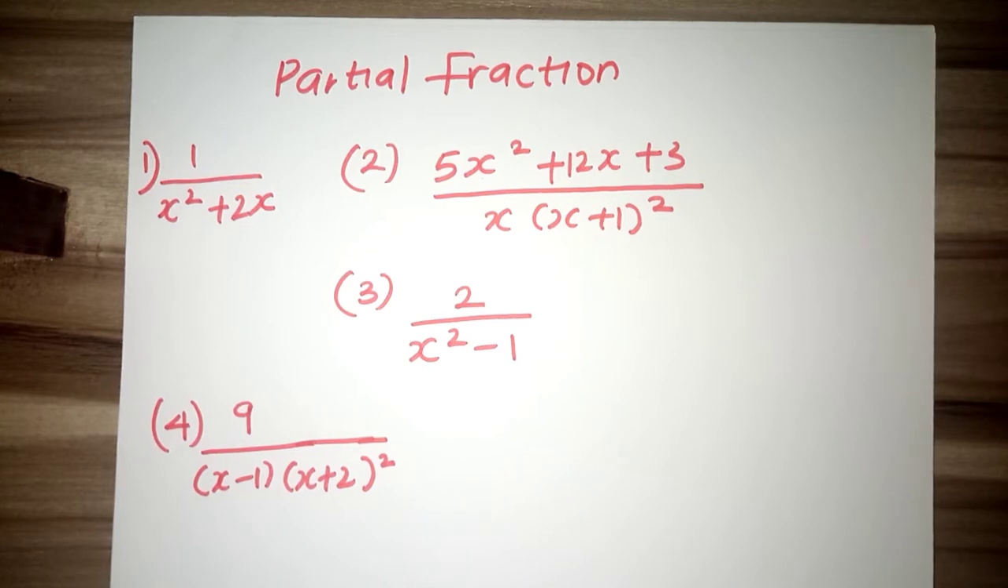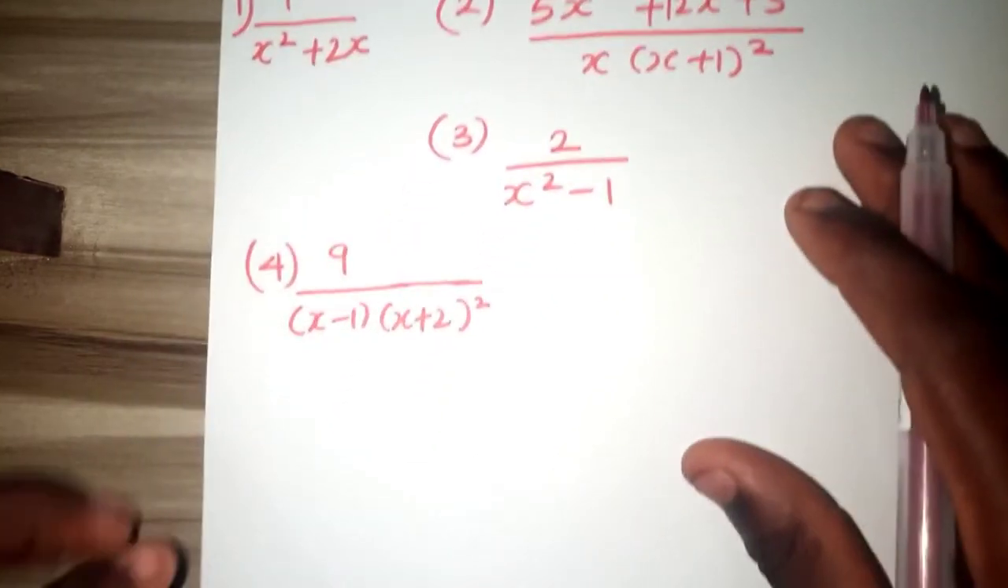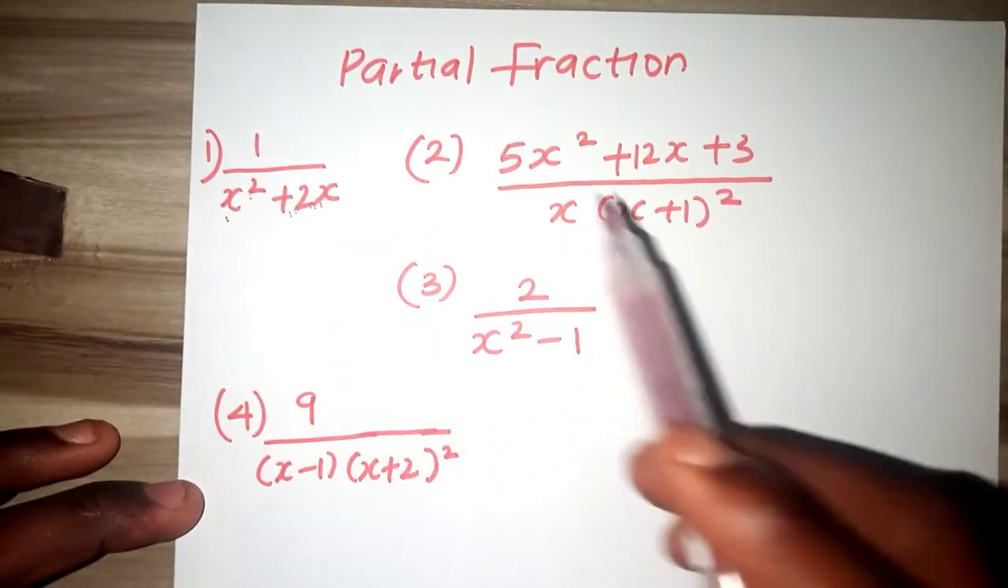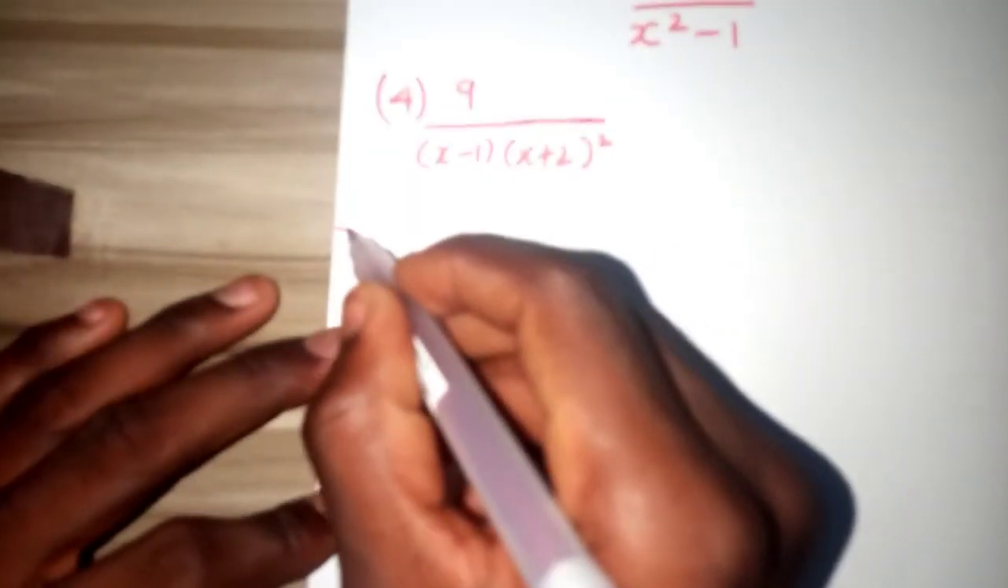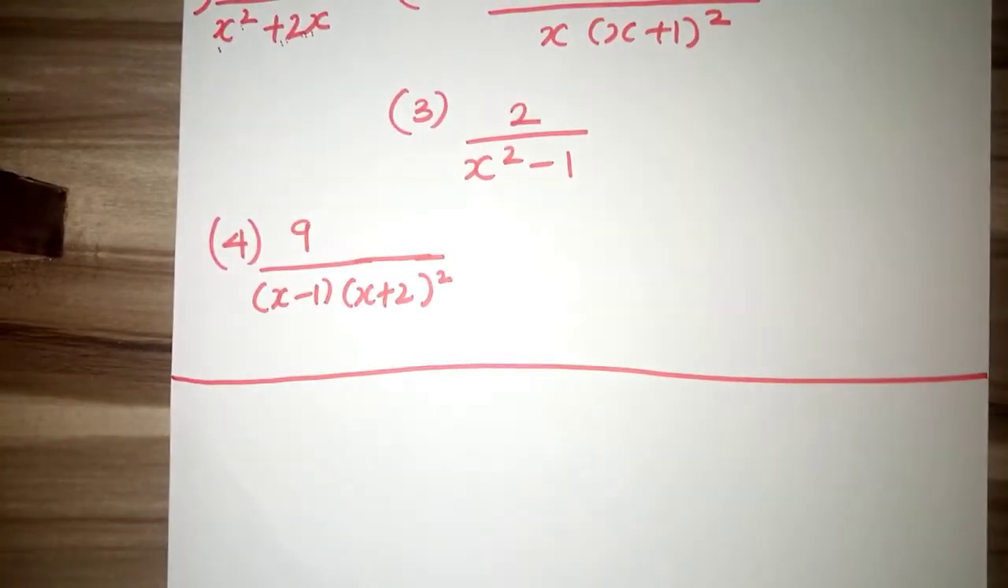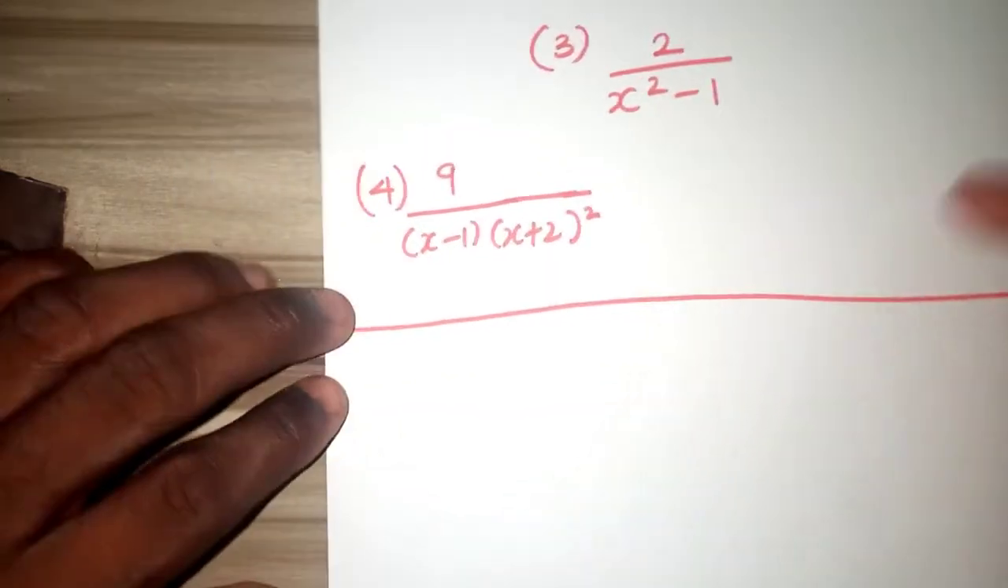It's just like saying in your physics, fusion and fission. When you want to decompose them, you have to take some steps. I'm going to make this video short, and I promise you will understand partial fraction in a few minutes. Let's get to work. Number one question here is 1 over x squared plus 2x. Okay, now there are different types of partial fraction, but I'm going to bring everything together just for you to understand partial fraction in 5 minutes.